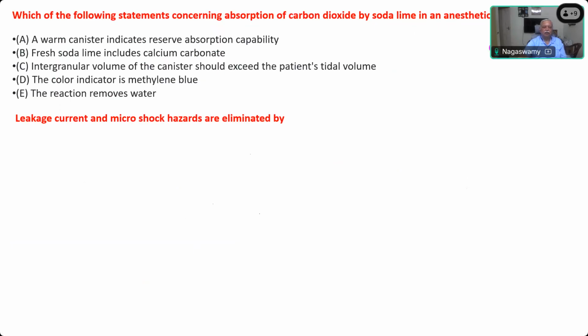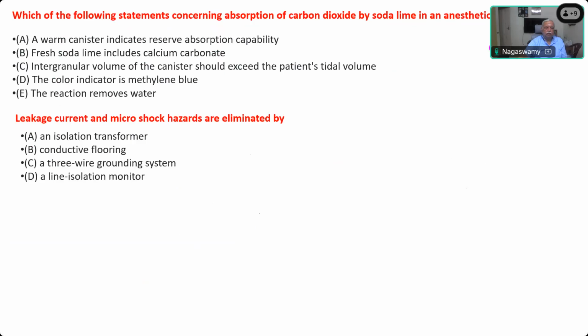Okay? Otherwise, what will happen? Channeling will happen. If the intergranular space is not large enough to match the tidal volume, gas will tend to go through a main path where it is least obstructed. That is called channeling effect. Okay? Leakage current and microshock hazards are eliminated by an isolation transformer, conducting flooring, a 3-wire grounding system, a line isolation monitor, none of the above.